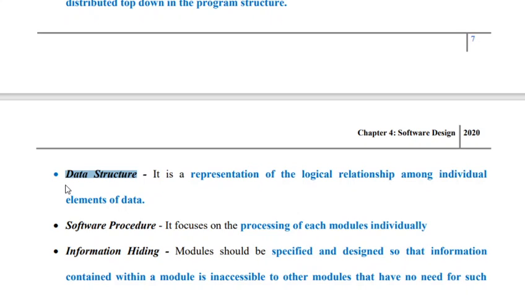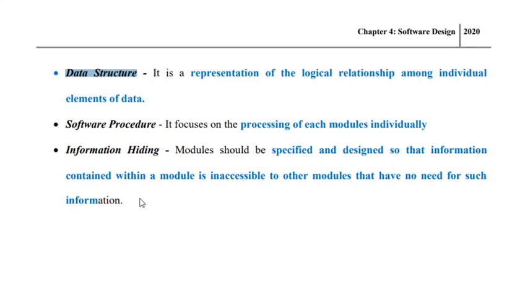Now, software procedure. It focuses on the processing of each module individually, right? So that's what's called a software procedure, the way it has to be attained. Now, information hiding. Modules should be specified and designed so that information content within the module is inaccessible to other modules that have no need for such information. So this is very much important.